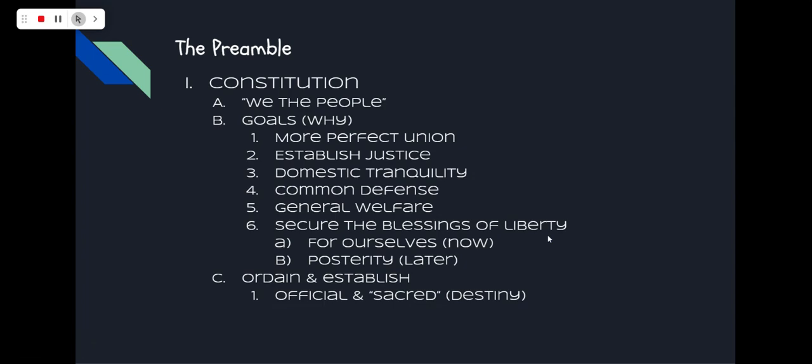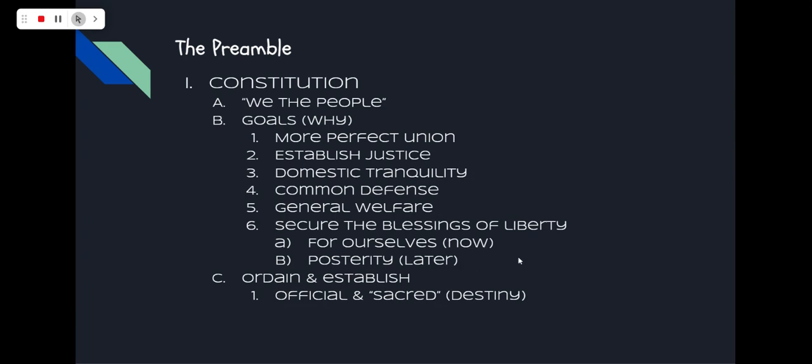Secure the blessings of liberty, or freedom, because that's what liberty really is. For ourselves, this is the people of 1787 and that time period, and posterity. Do not confuse posterity, which is the future, and the children who come after you, with posterior. That's the thing you sit on in class. The Constitution is designed to hold up and be applicable in 1787, in 1887, in 1987, in 2087.